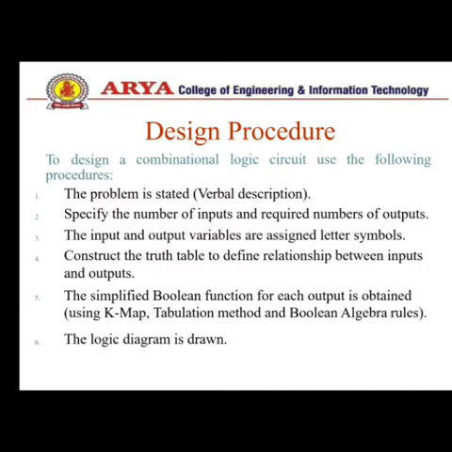The design procedure is as follows. First the problem is stated, and then we specify the number of inputs and required number of outputs. After that, the input and output variables are assigned letter symbols, suppose X, Y, Z, and we construct the truth table to define the relationship between input and output. Finally, the simplified Boolean function for each output is obtained using K-map, Boolean algebra rules or the tabulation method, and finally we draw the logic diagram.